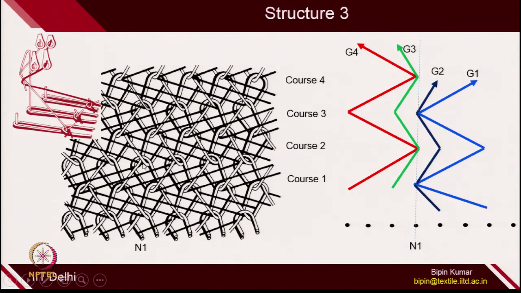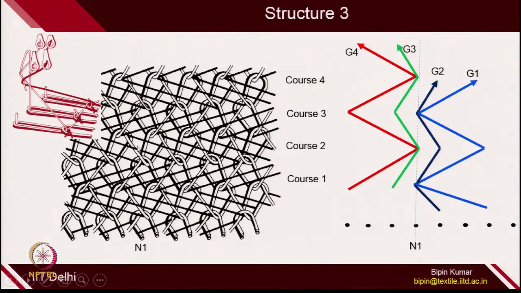Once this first course is formed, the same needle is making a loop here in course number 2. In course number 2, if you follow the horizontal line, this is the loop. For making this loop, again white yarn and black yarn have to be there, but that black yarn and white yarn are coming from the left side, from two different other guides. So this is course number 2 when two yarns are provided to N1: one is coming from guide G3, another from guide G4.